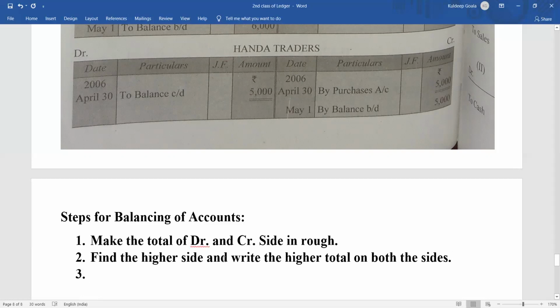Okay, which one is the higher side? It can be that the debit side is more. It can be that the credit side is more. If both sides are equal, then just write the total and make double line. If one side is big, one side is small, then take the higher total on both the sides. Okay, then what will you do? Subtract the lower side amount and find the balance.